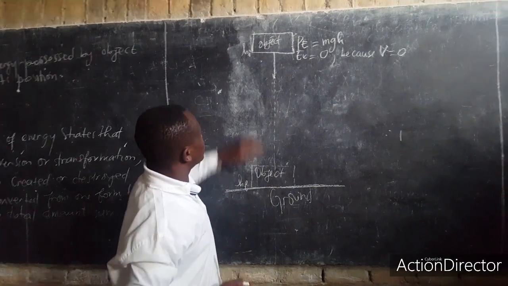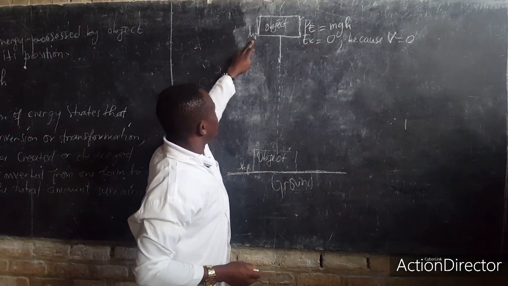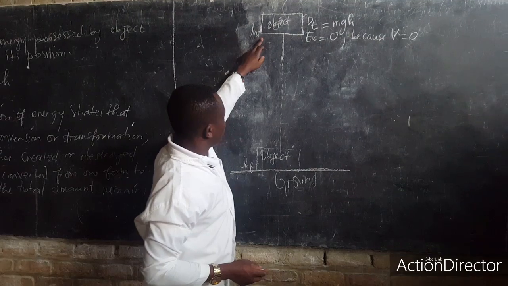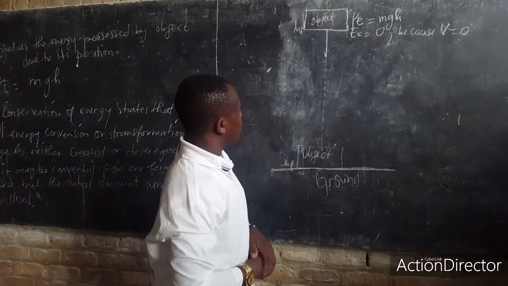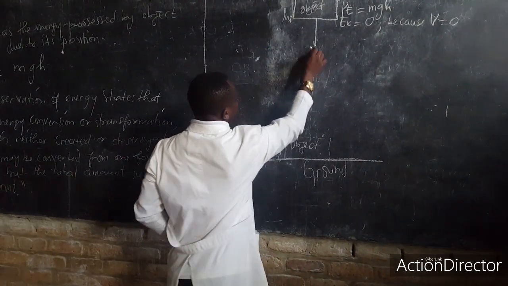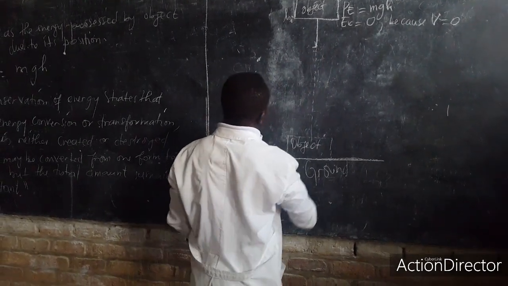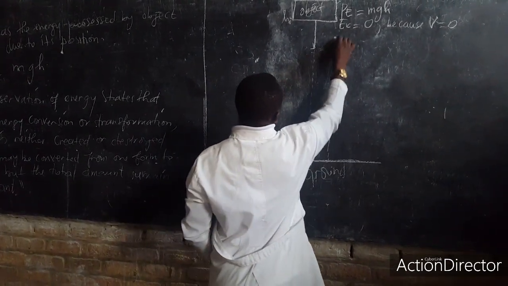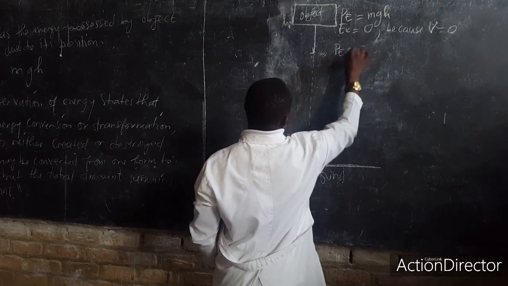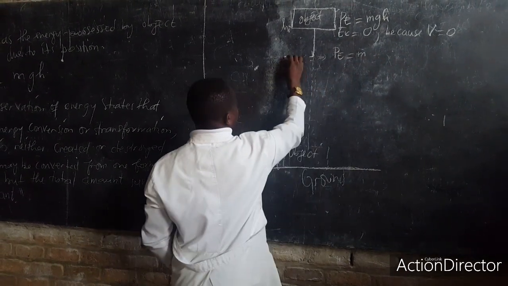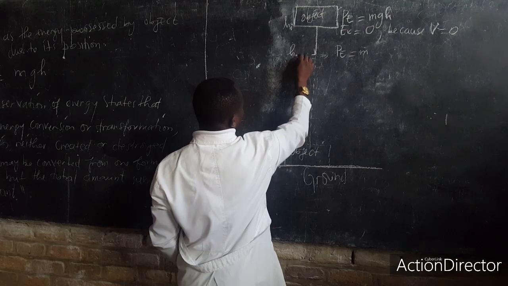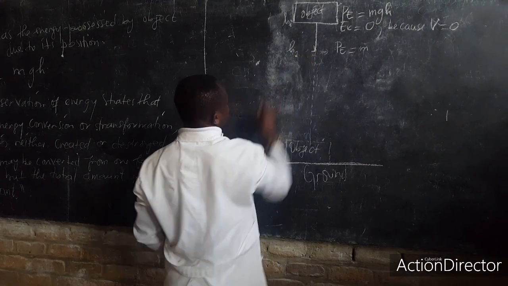When it starts moving, the potential energy will be converted into kinetic energy. Let us consider this point. If it reaches this point, we will have potential energy, which is, suppose that here we have F, which is F2.